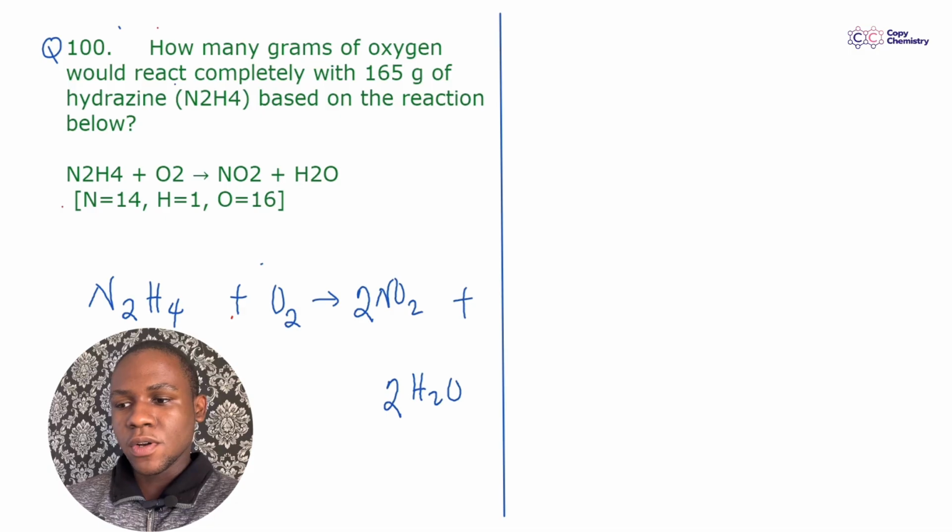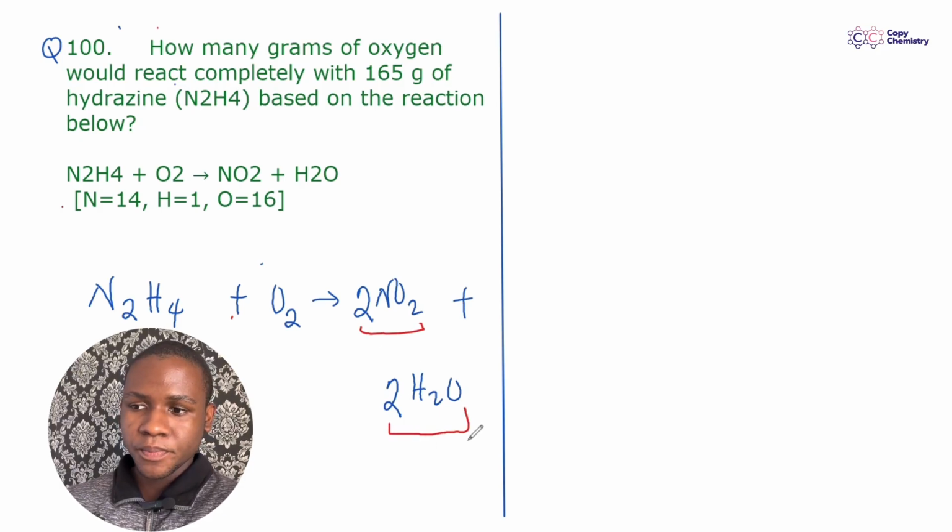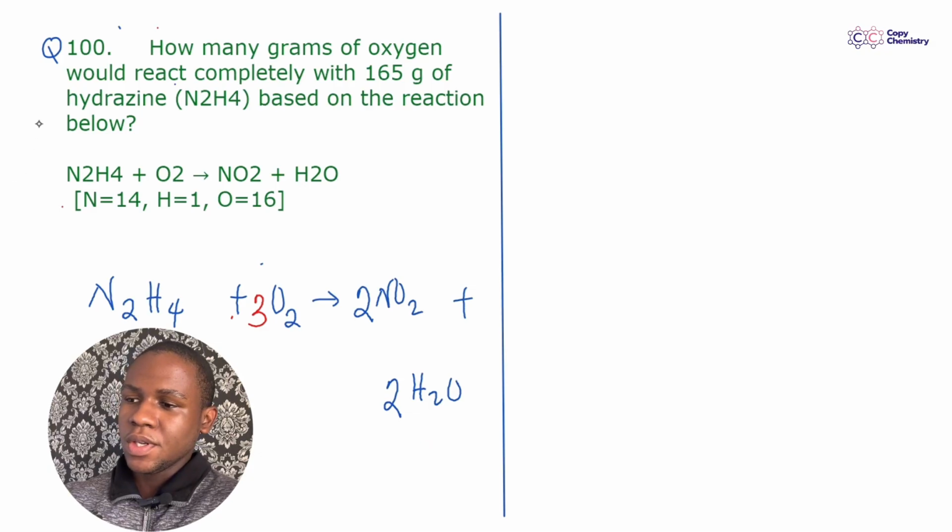Finally, we balance the oxygen. So let's check, what do we have on the right hand side? 2 times 2 is 4. 2 times 1 is 2. So the 4 here plus the 2 here gives you 6 oxygen. So you need to drop a 3 here to make that 6 as well. So now our equation is balanced.